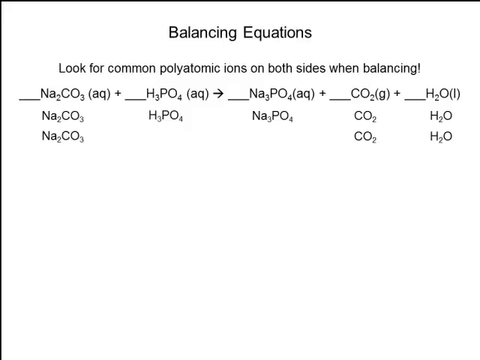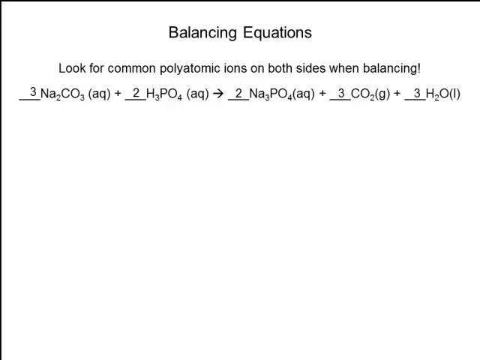They're already balanced. So now I just need to take these and write out the appropriate stoichiometric coefficient. We have 3 sodium carbonates. We have 2 phosphoric acids. We have 2 sodium phosphates. We have 3 carbon dioxides. And we have 3 waters. And so we want to go back and double check to make sure that we've got equal number of the atoms on both sides of the equations. So you want to go back and count total numbers of those things as the last step.